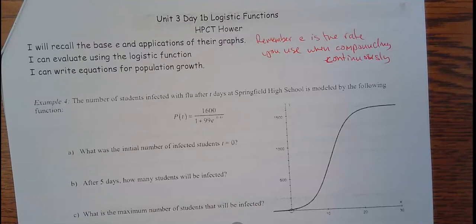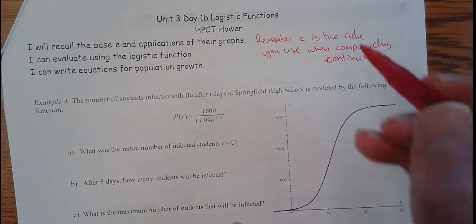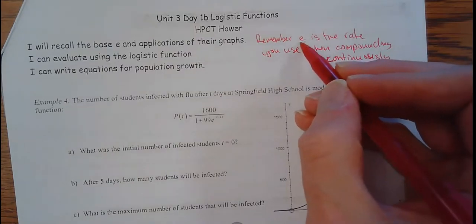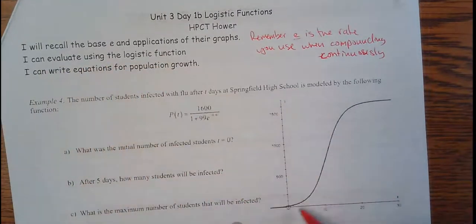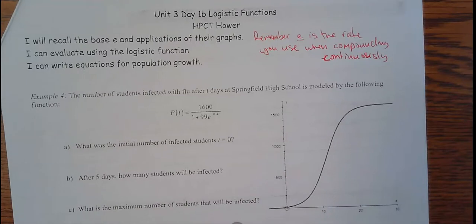You might say a bank compounds interest quarterly. Well, what if the bank just never stopped compounding it? That'd be continuously. So instead of using a rate to a power, you use e to a power for something that's changing continuously. I can evaluate the logistic function. That's this new guy. I think we introduced the shape earlier in the year when we did our prerequisite unit. And I can write equations for population growth.